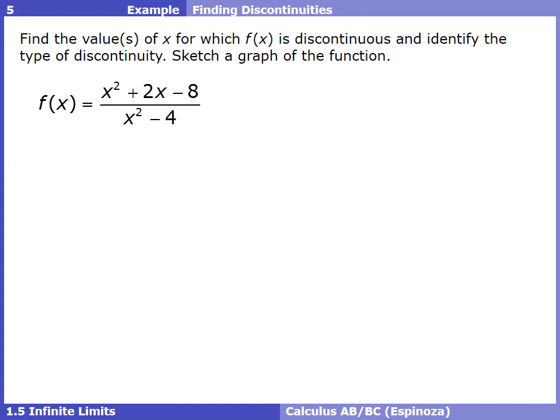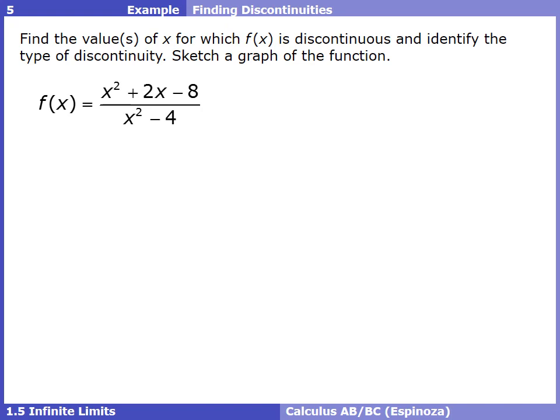In this slide, we're going to continue where we left off with the last slide, and that is just identifying these types of discontinuities, specifically holes and vertical asymptotes. Here we need to find the values of x for which this function is discontinuous, and then identify the type of discontinuity. After we do that, we can sketch a little graph of what's going on. So here, just like what the previous slide mentioned, before we even address anything, we need to try to simplify the top and the bottom, specifically by factoring.